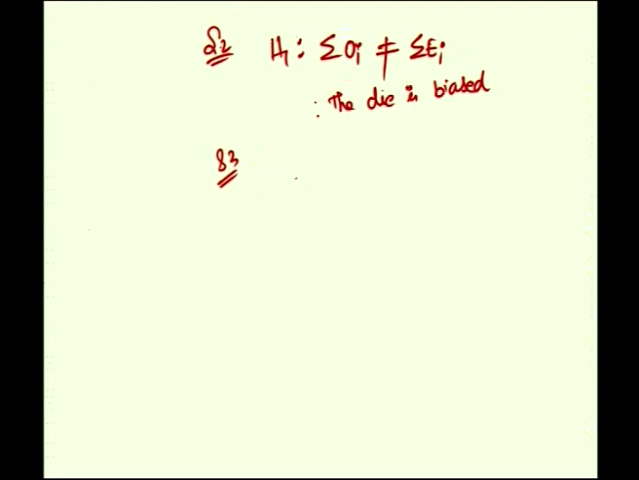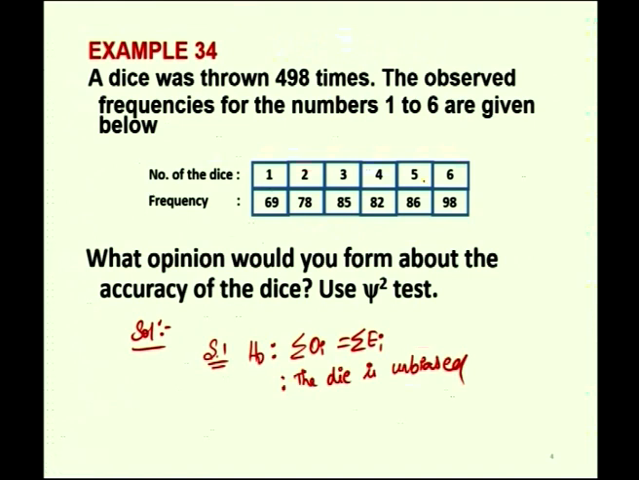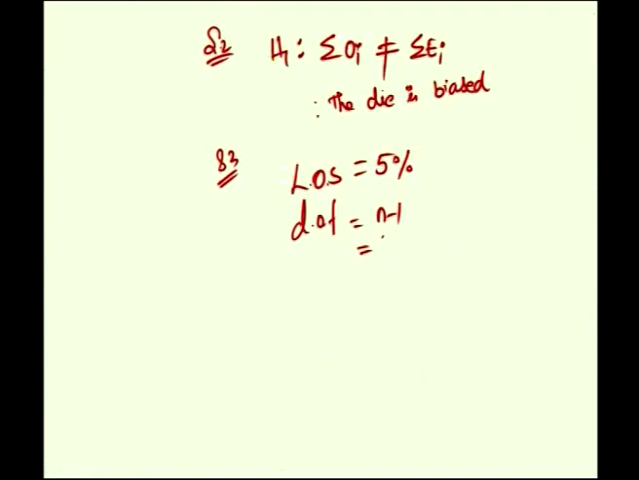Then step 3 is level of significance is 5%, and then degrees of freedom is n minus 1. How many subdivisions are there? There are 6 subdivisions, therefore, degrees of freedom will be 6 minus 1 is equal to 5. Then step 4 is your calculation part. First of all, to find EI. To find EI, we found that summation OI value is equal to 498, isn't it? That is what it is thrown 498 times.